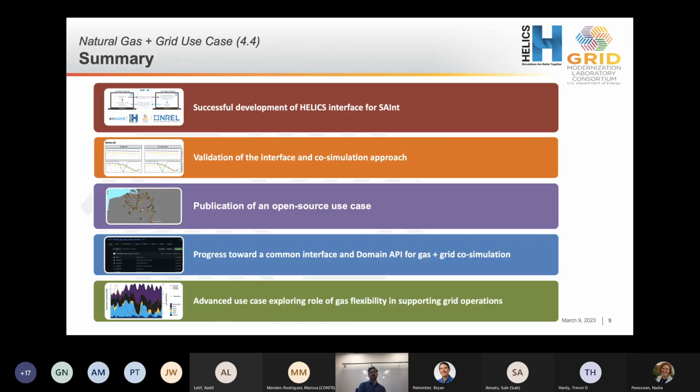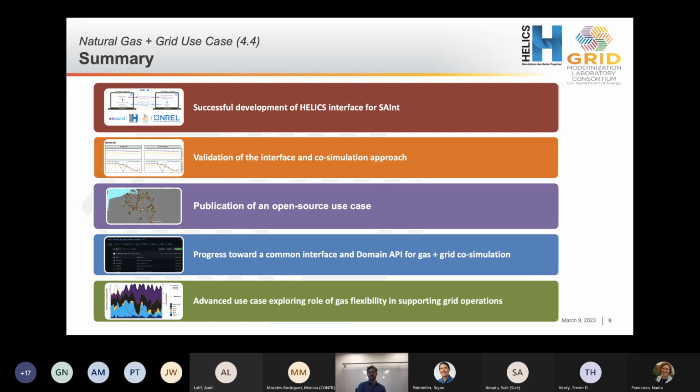So to summarize this use case, we successfully developed the Helix interface for Saint. We were able to validate that interface and also explore the co-simulation approach versus an integrated modeling approach. We have published an open source use case as part of that adapter development.